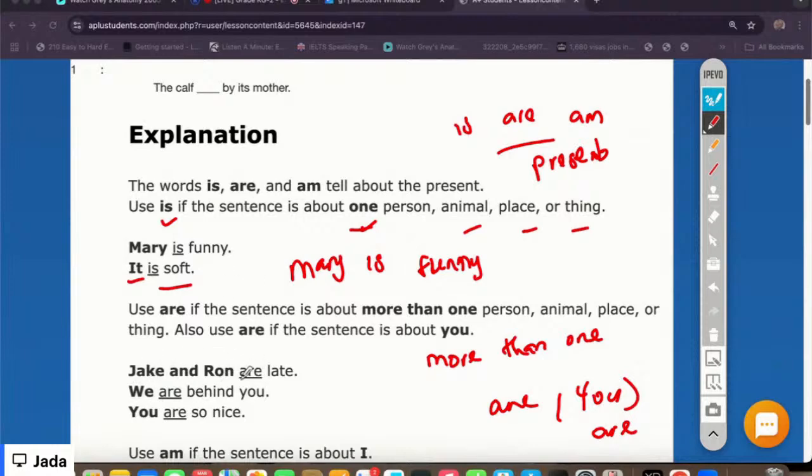Alright, so we have Jake and Ron are late. So we use are for more than one. We are behind you. We talks about more than one. It's a plural form. You're so nice. So we use you with are. You are. Okay?